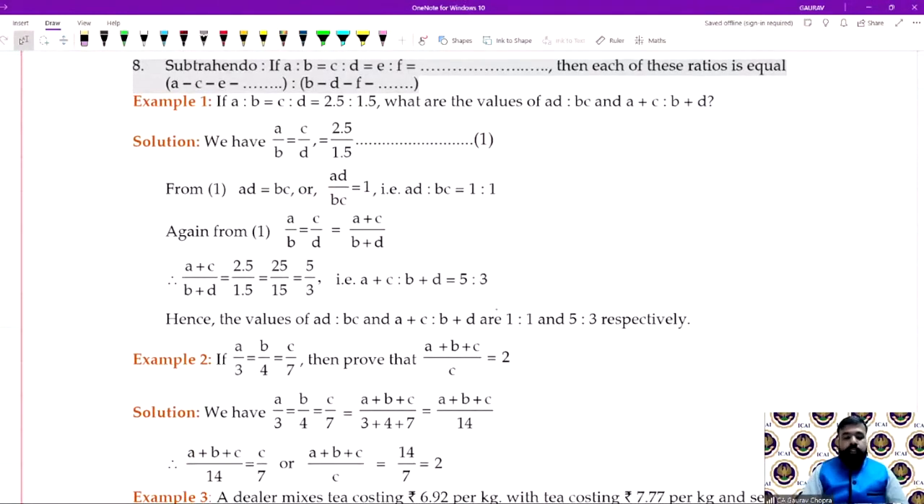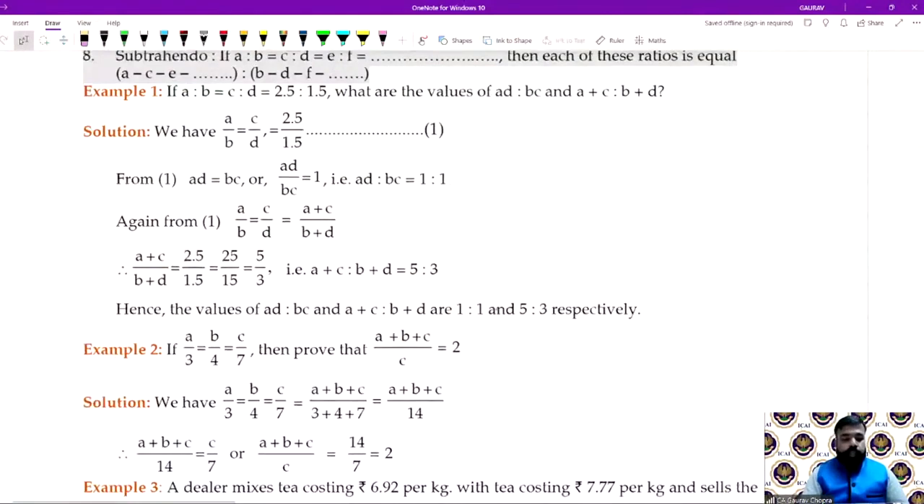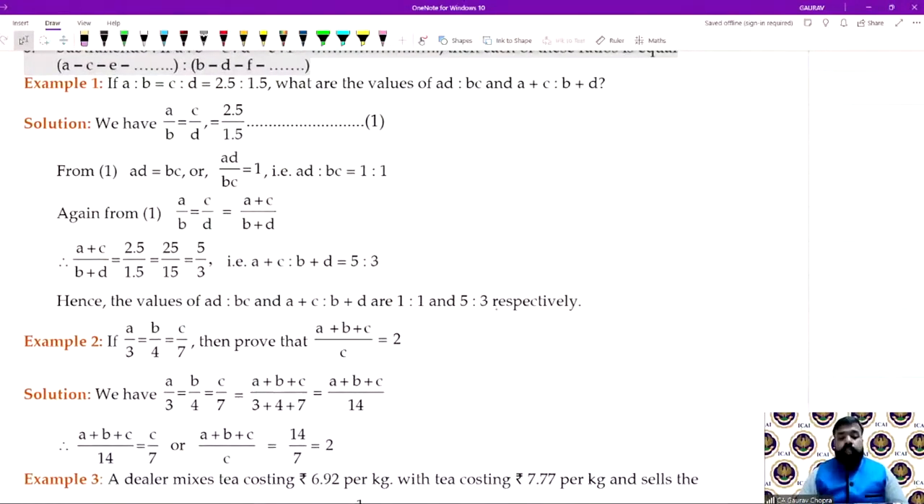Now comes the question based on these properties. So let us understand this. Coming towards example number one, if A ratio B is equal to C ratio D, this is given in the question. That means they are in proportion. Whenever there is an equal to sign between two ratios, it means they are in proportion. And their value is also given. That means they are equal to 2.5 ratio 1.5. So their ratio in terms of value is also given.